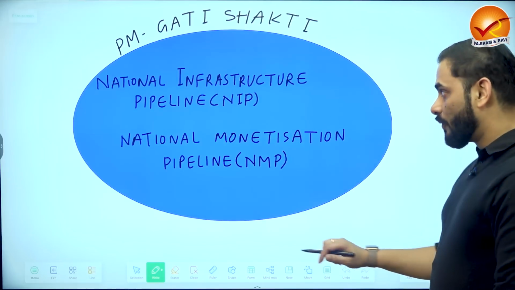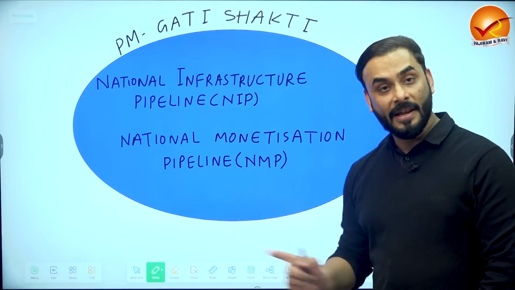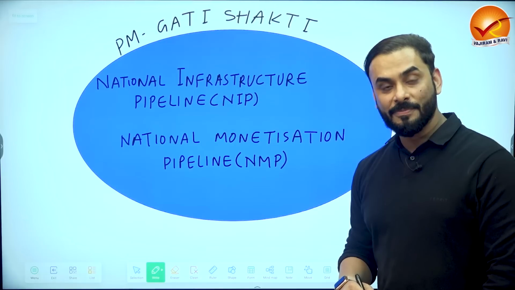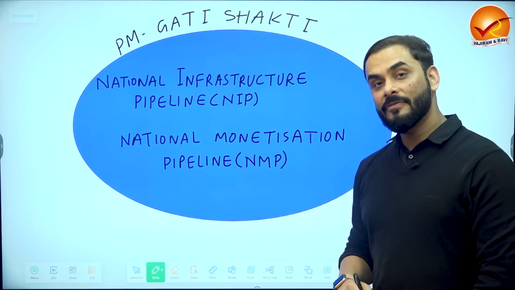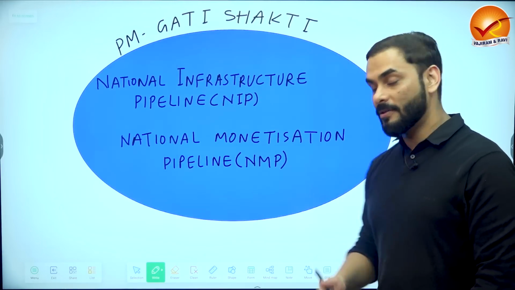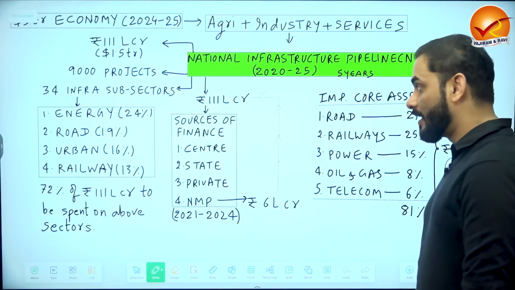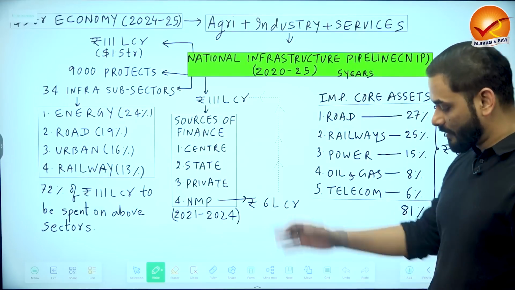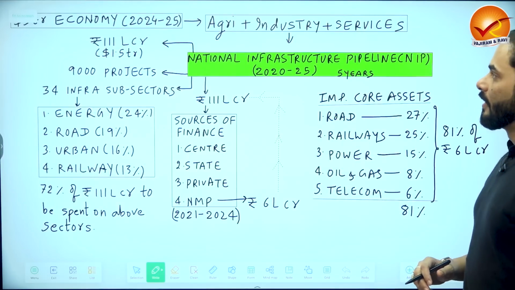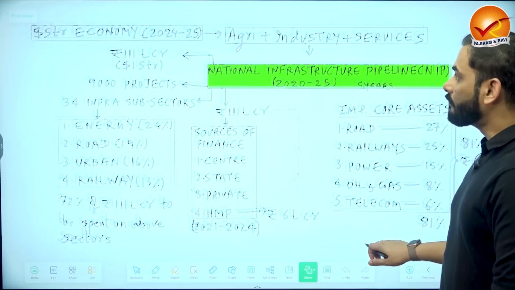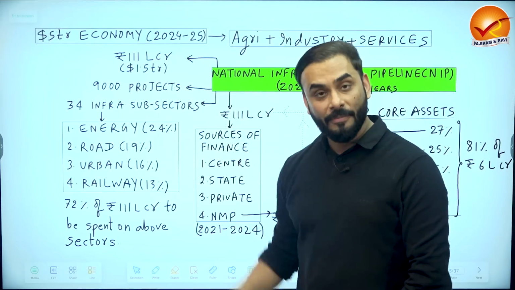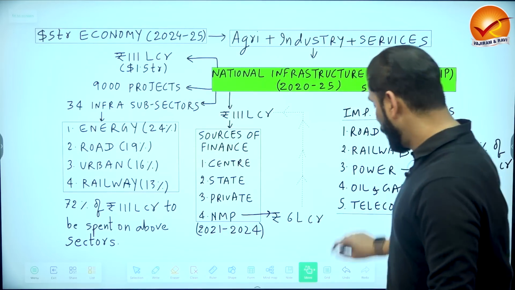To explain to you what is National Infrastructure Pipeline and National Monetization Pipeline and what is PM Gati Shakti, I have created some diagram and flowchart for you, which will help you to understand the entire scheme. See, this is the diagram and the flowchart. Now, look at that. Let us start the story from there. All right. So, what do you observe here?